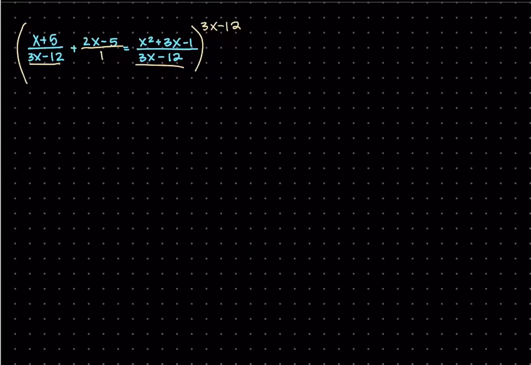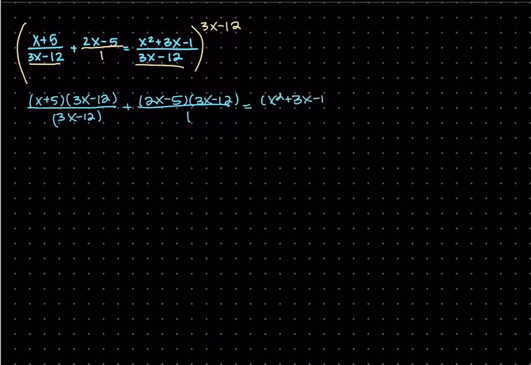It's going to be x plus 5 times 3x minus 12 over 3x minus 12, plus 2x minus 5 times 3x minus 12 over 1, then x squared plus 3x minus 1. We don't need to factor that yet. Not going to be very important because we're going to factor at the end.